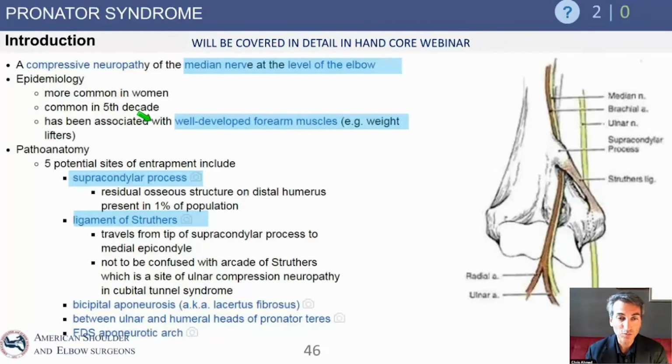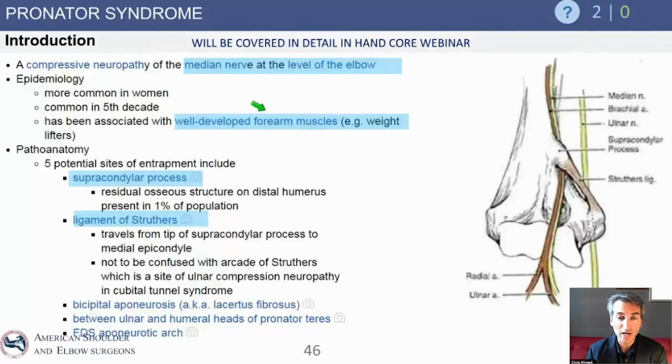Let's move on to pronator syndrome. This is the median nerve compression neuropathy at the elbow. So this one will be covered again in more detail in the hand core webinar. But I do see this clinically. I do see it in throwers and other athletes, so it's useful to know. Pronator syndrome, median nerve at the elbow.